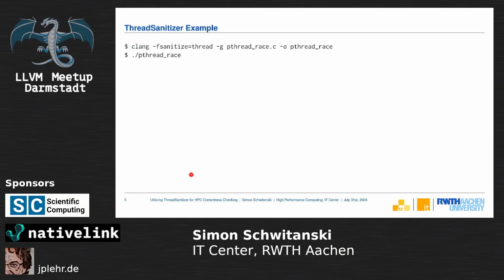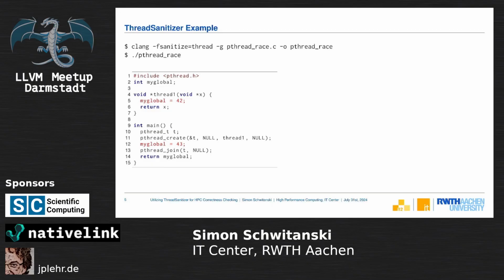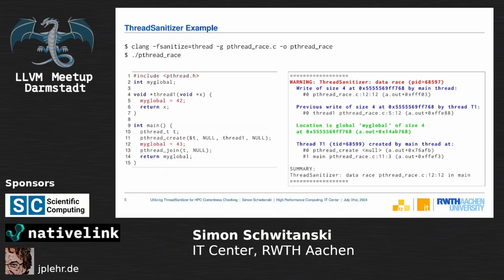And if you do that for the example we had before, the pthread example, here's again the code. Then when you run that, you will get the following output. ThreadSanitizer will tell you there was a data race, and it will also tell you that there was a write of size 4 by the main thread, and also where it is located. The same is also true for the previous write, and this write by the pthread that is created here.